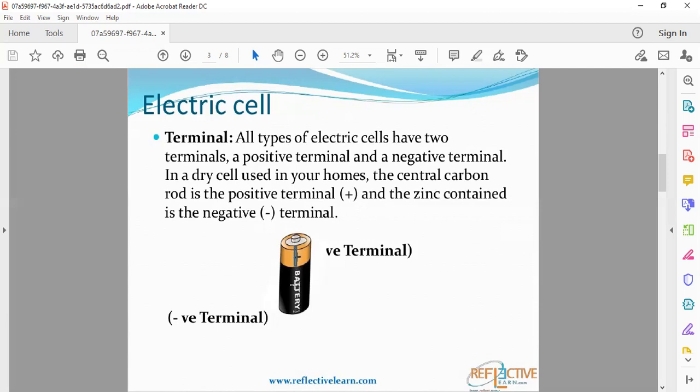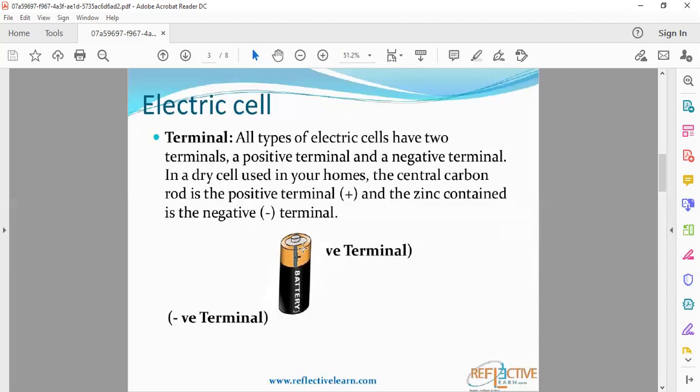So this is very important. The first component of an electric circuit is the electric cell. And I hope the concept of the electric cell is clear to you. Everybody has seen the cell and you are familiar with how we have to use it. One more example I want to give you. When you put two cells in a remote, how do you put them?